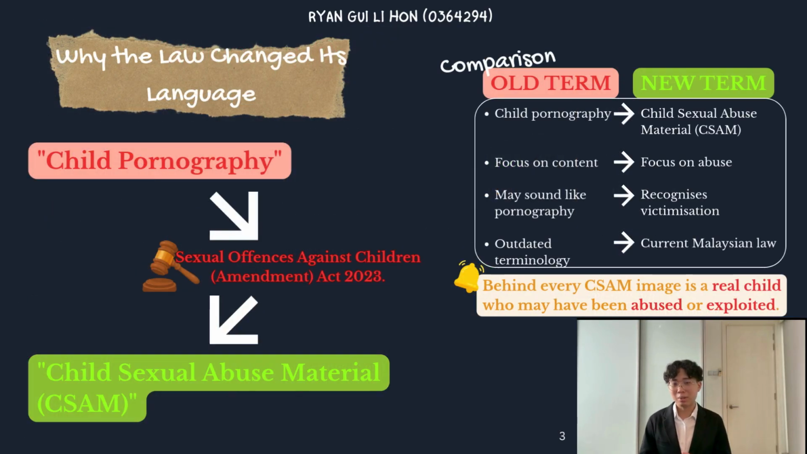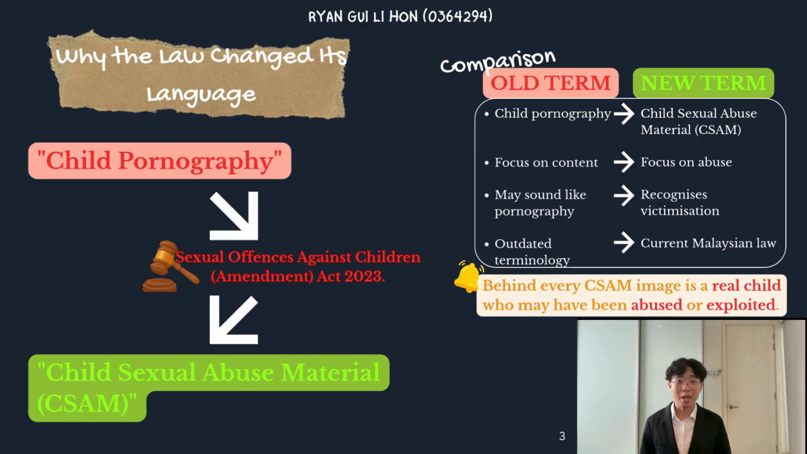Now, a significant development occurred in 2023 when Parliament passed the Sexual Offences Against Children Amendment Act 2023. Before the amendment, the Act used the term child pornography, and the 2023 amendments formally replaced that terminology with child sexual abuse material, otherwise known as CSAM, which is now the terminology officially adopted in Malaysian law. The amendments reflect Parliament's intention to strengthen the protection of children and better recognize the reality of sexual exploitation in both the physical and digital environments.